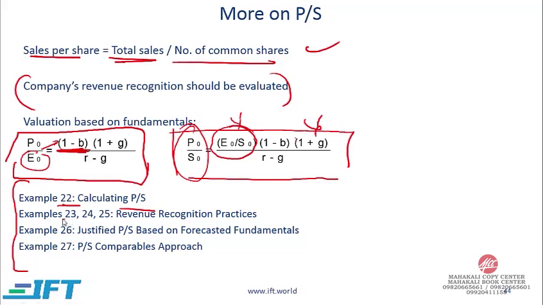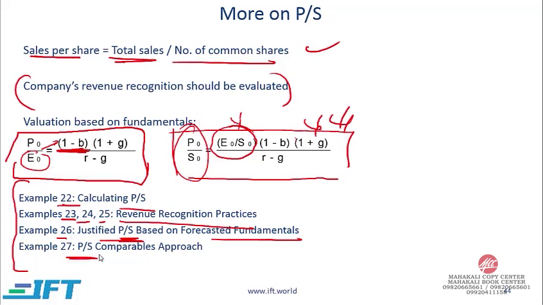Then 23, 24, 25 talks about revenue recognition practices, which could easily also be part of your FRA material. 26 talks about the justified PS based on forecasted fundamentals. You are given these fundamentals, you plug and play and come up with PS. And then PS based on the comparables approach.